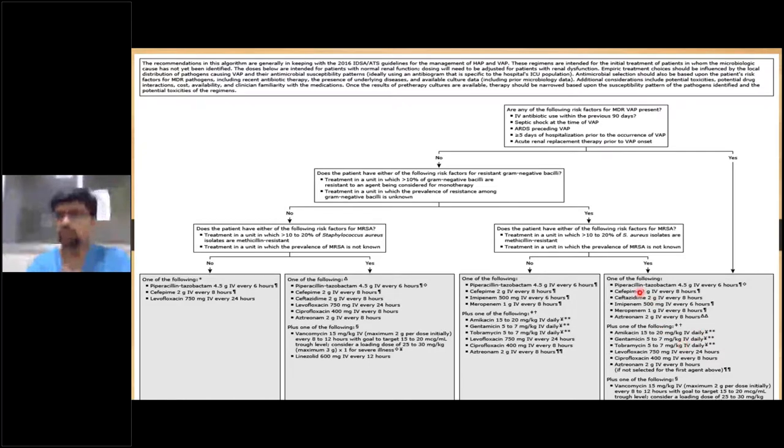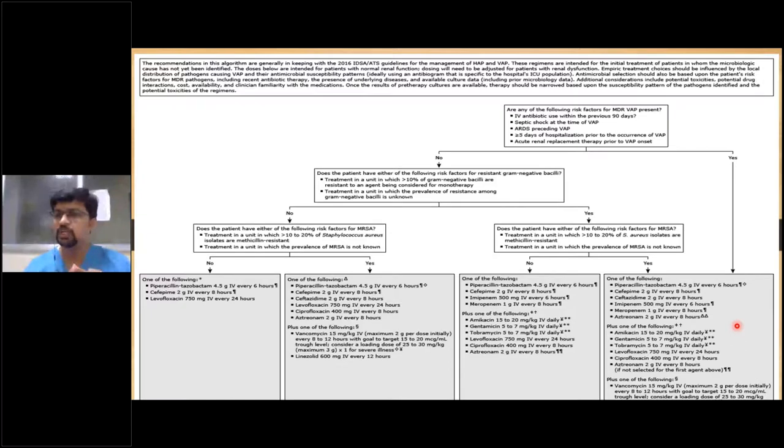So what was suggested was piperacillin tazobactam 4.5 gram every 6th hourly, or cefepime 2 gram every 8th hourly, ceftazidime 2 gram every 8th hourly, imipenem 500 mg every 6th hourly, meropenem 1 gram every 8th hourly, or aztreonam 2 gram every 8th hourly. That is one of the antibiotic groups that is supposed to be selected.